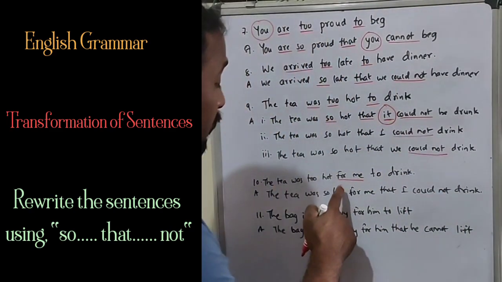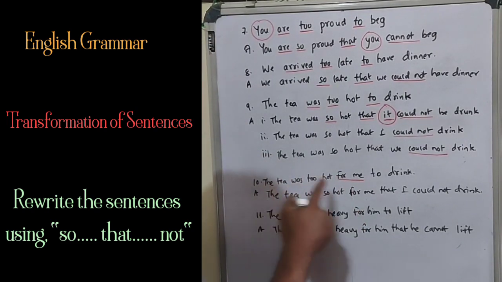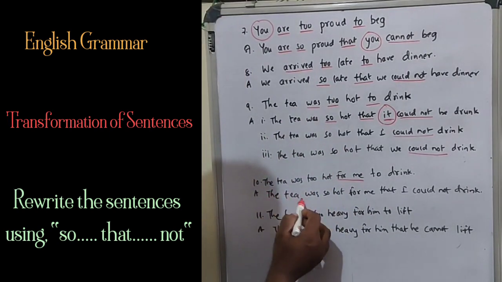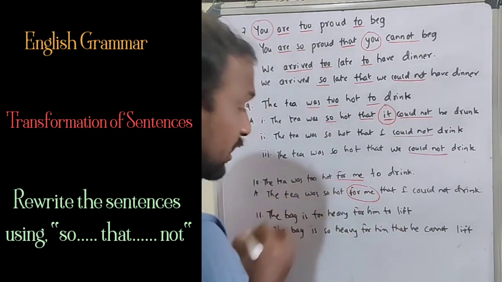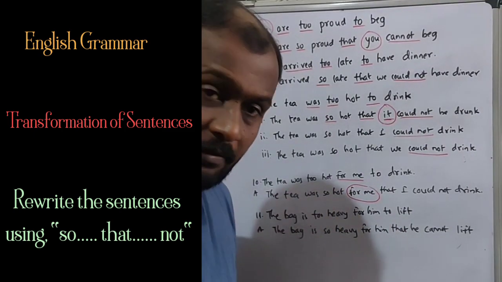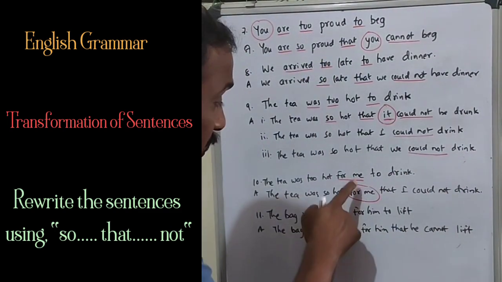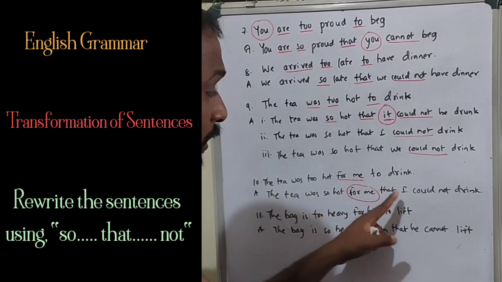Whereas when the question is "the tea was too hot for me," when it is particularly me, you write like this: the tea was so hot for me that I could not drink. You can omit "for me" if you want. You can write: the tea was so hot that I could not drink. Only one option, because "me" is the given thing here. When it is for me, you have to write I could not.